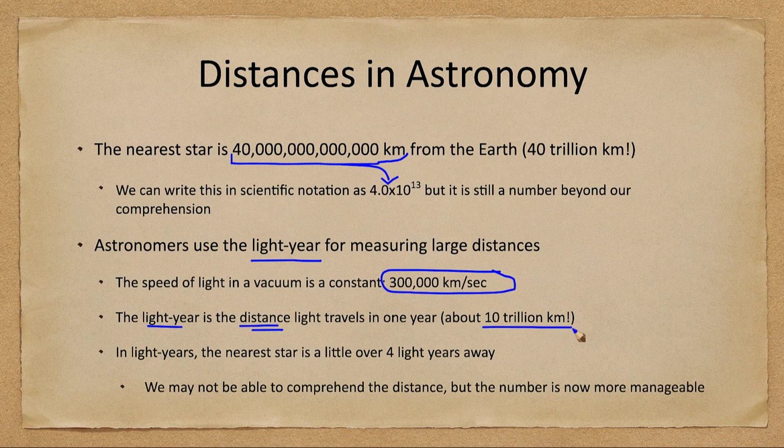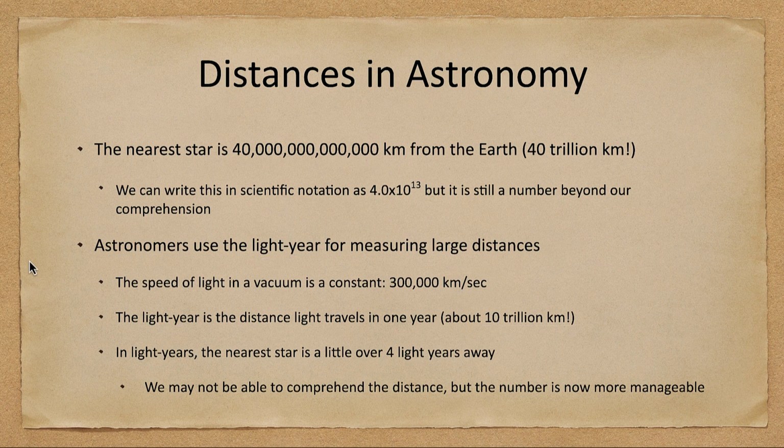So that means since the nearest star is 40 trillion kilometers, and 1 light year is 10 trillion kilometers, the nearest star is about 4 light years away. Does that make the distance any different? No, it's still the same distance, but the number is more manageable. We can comprehend the number 4. We know what 4 of something is, and if we want to compare that to another star that is 6 light years away, we have a pretty good sense of comparison of relative distances.